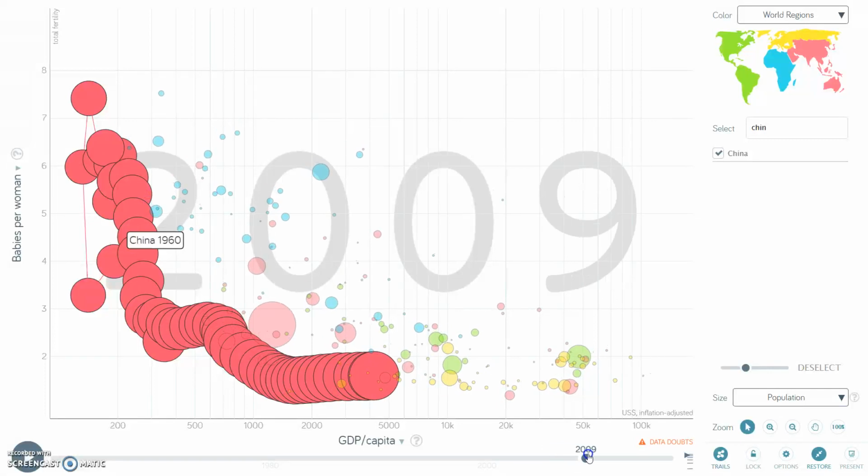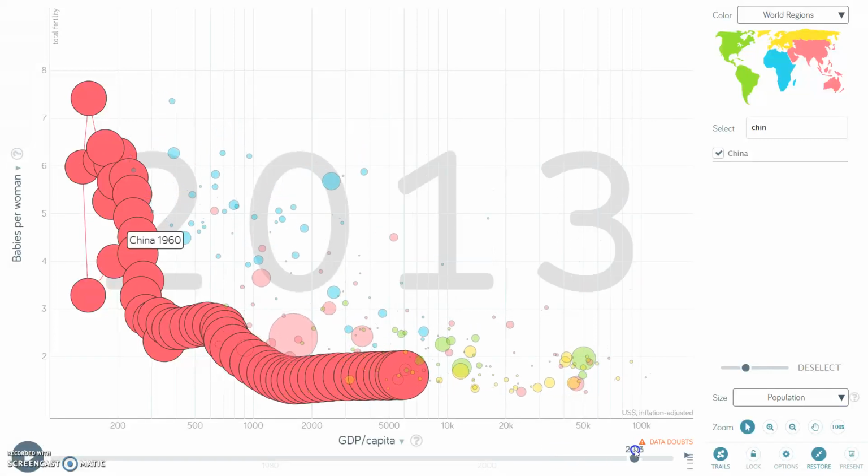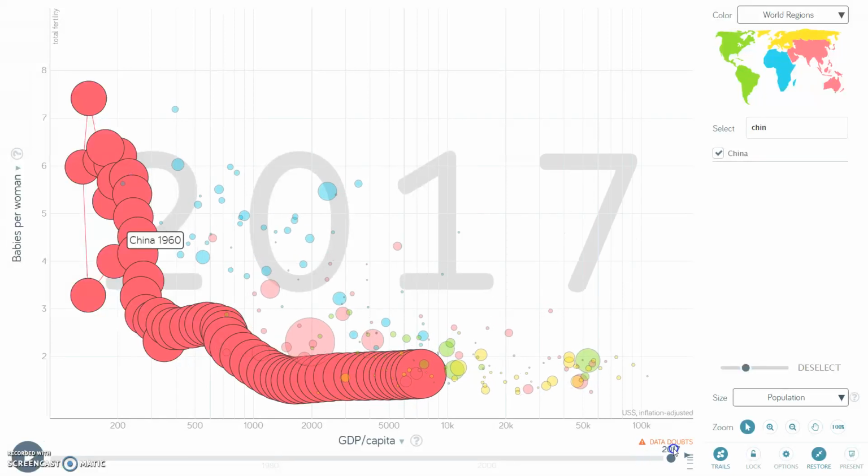And then it keeps going until about 2017 here, we're at 1.63. So still pretty low, fairly low. However, their population is still growing.